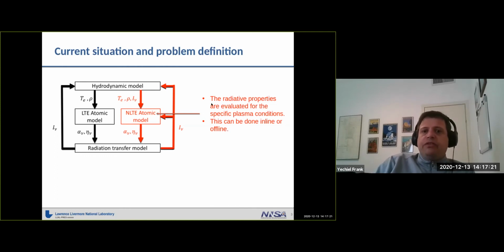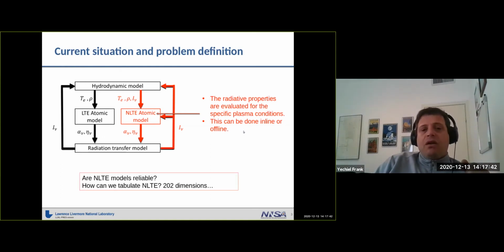So the radiative properties themselves are evaluated exactly for the specific plasma conditions, and at this point it's mostly done in line. But the price that we pay for this, if you want to say, quote unquote, is that we have to take a very oversimplified model in order to do this in a reasonably timely manner. So the problem with that, again, is: even if we do this, are those results even reliable?